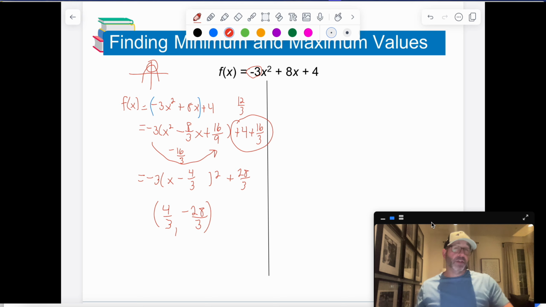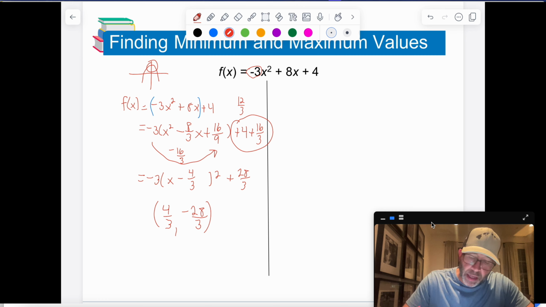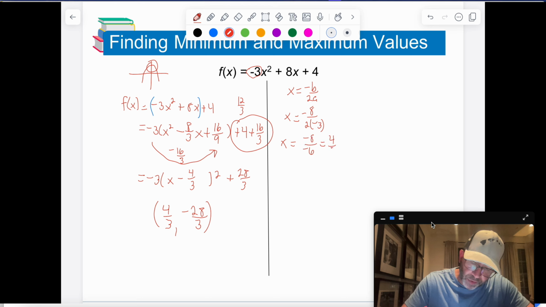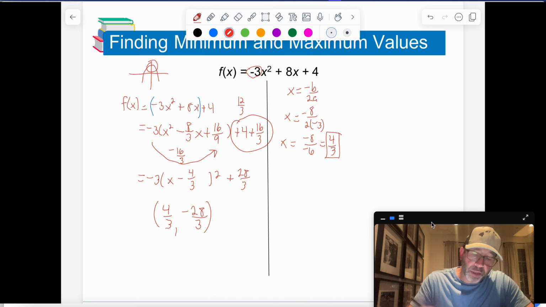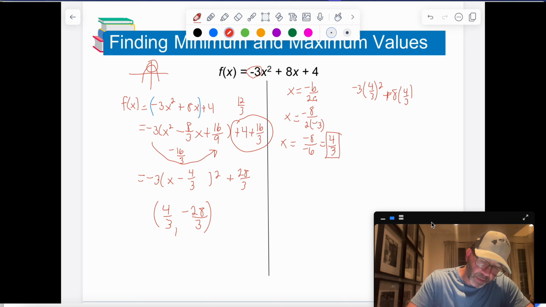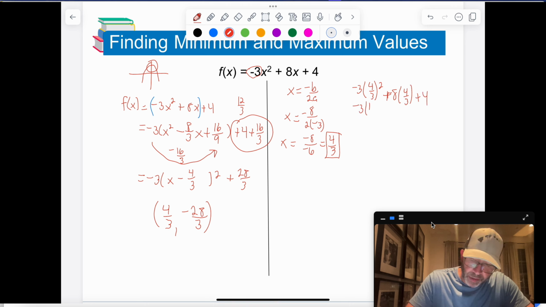Okay? So now let's try doing it mathematically with the negative b over 2a. X equals negative b over 2a. That means we're going to have x is equal to negative 8 over 2 times negative 3, which means x equals negative 8 over negative 6, which is going to equal positive 4 over 3. That matches what we said on the other part there. Okay? We'll put that back into my problem. We have negative 3, 4 over 3 squared, plus 8 times 4 over 3, plus 4. And that means we have negative 3, 16 over 9, plus 32 over 3, plus 4.